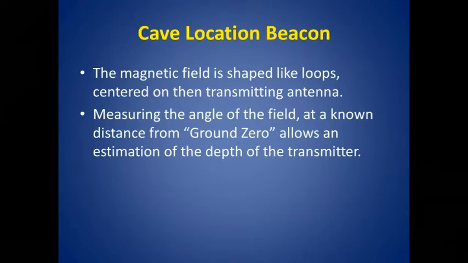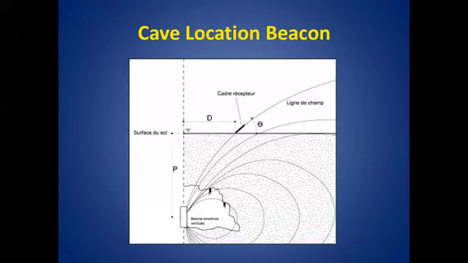Measuring the angle of the field from the distance from ground zero allows you to find an estimate of the depth of the transmitter. So here again, that field is created by the underground antenna, and these lines of flux or lines of force have an angle to them, and that angle is mathematically very well known. And when we take our receiving antenna on the surface and we move it away from the vertical and we start moving it at an angle, we will actually find where the null is in the angle direction, and that's some distance away from ground zero.